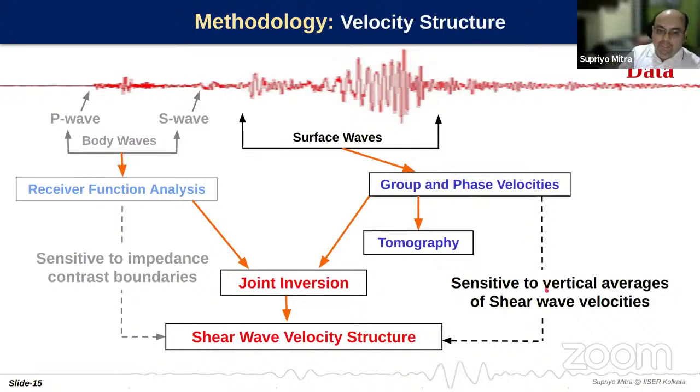So if I jointly invert the receiver functions along with the group velocity curves, I would have a control on both the velocity and the discontinuity. So what it gives me is a shear wave velocity structure. And that is what I'm going to show you.